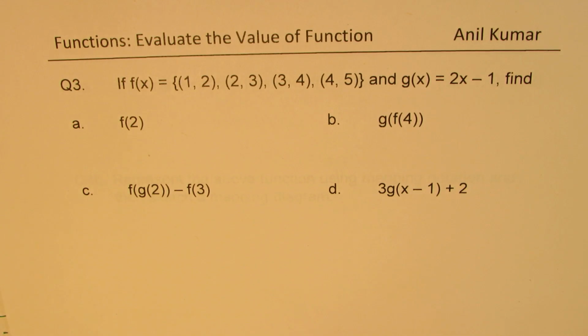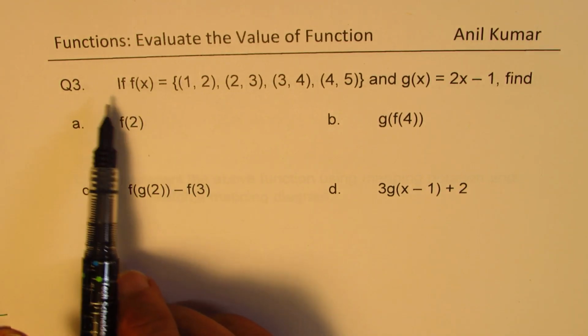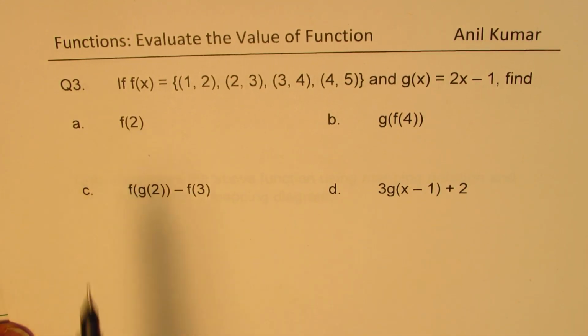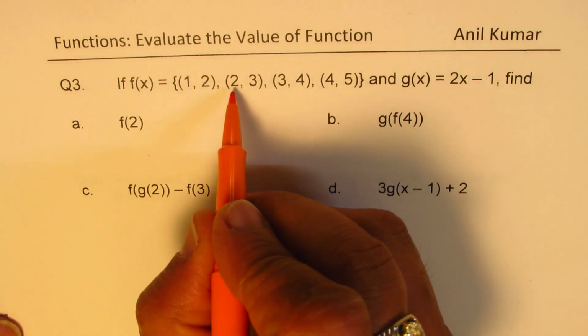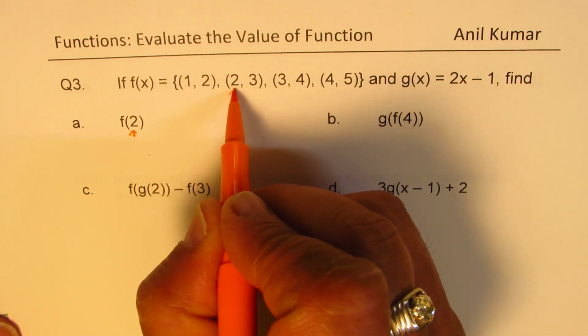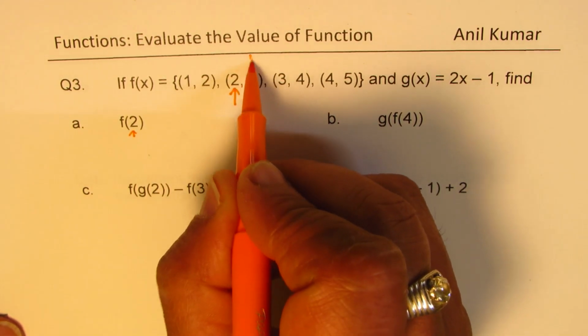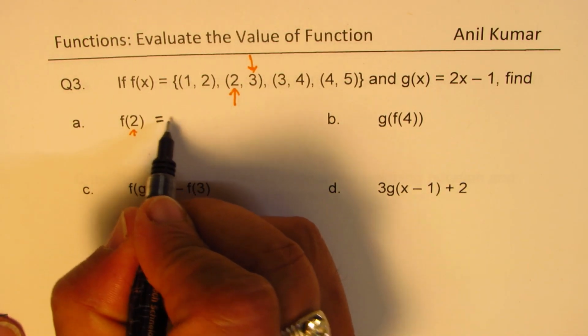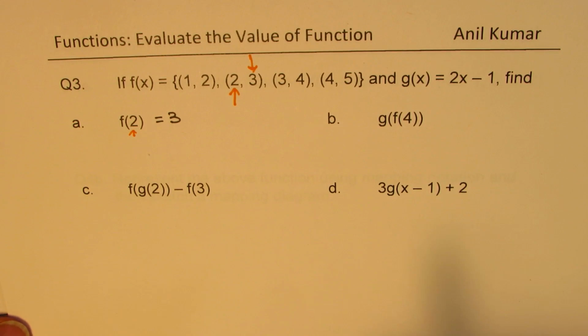Let's take the third question, which is, if f of x is all this and g of x is this, find the value f of 2. Now what does that mean? F of 2, we are given these ordered pairs. So this is the input, that is the output. F of 2 is the x value, right? So this is the 2, f of 2 will be 3, right? So that is the value. So we can write this as f of 2 is equal to 3, correct?